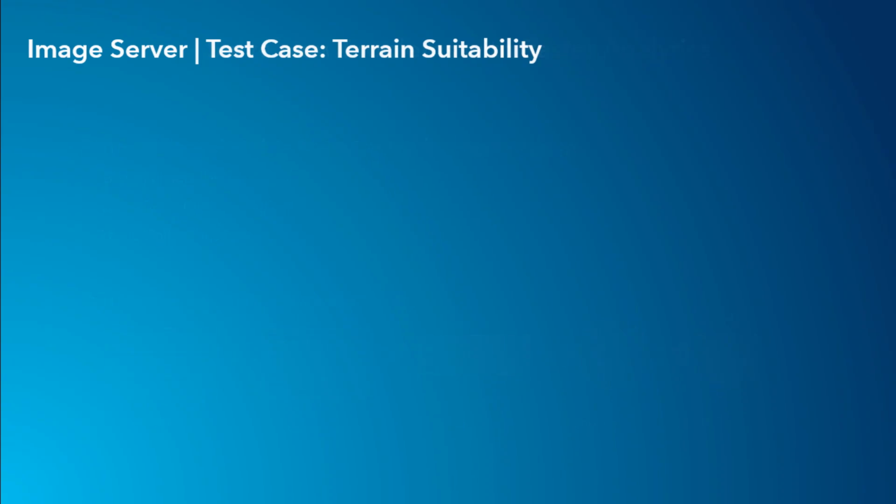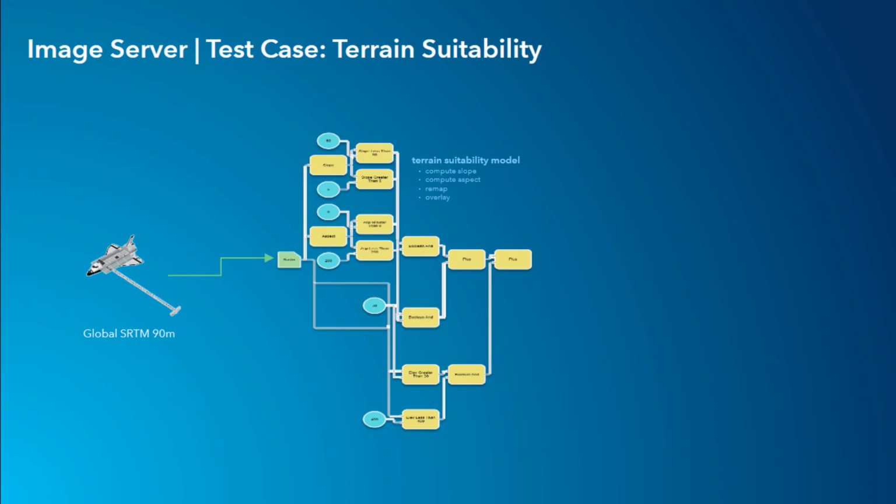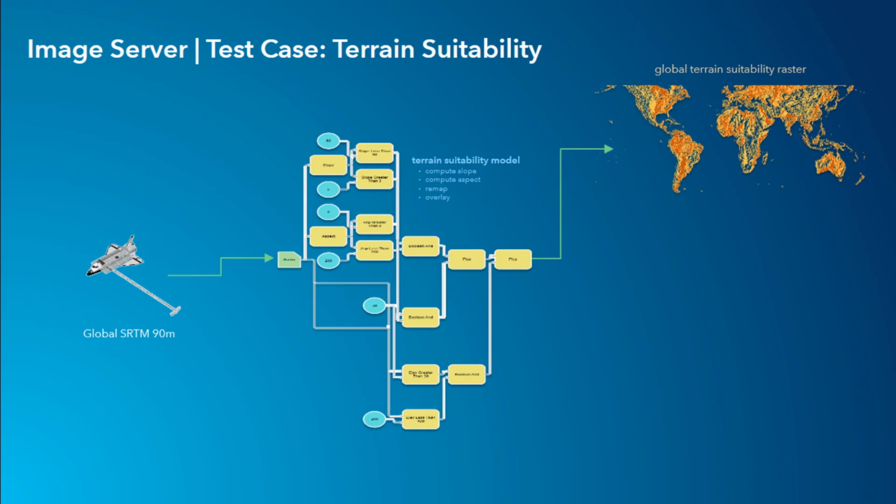So for raster analysis, I want to just go through a couple of case studies to really hammer home the point of how fast some of this stuff is. We had a case study with terrain suitability, where we took the global SRTM data, defined a processing model on it in order to create a global terrain suitability raster. So this is large because it's the entire globe. It's not super high resolution, but even 90-meter data across the globe gets pretty big.